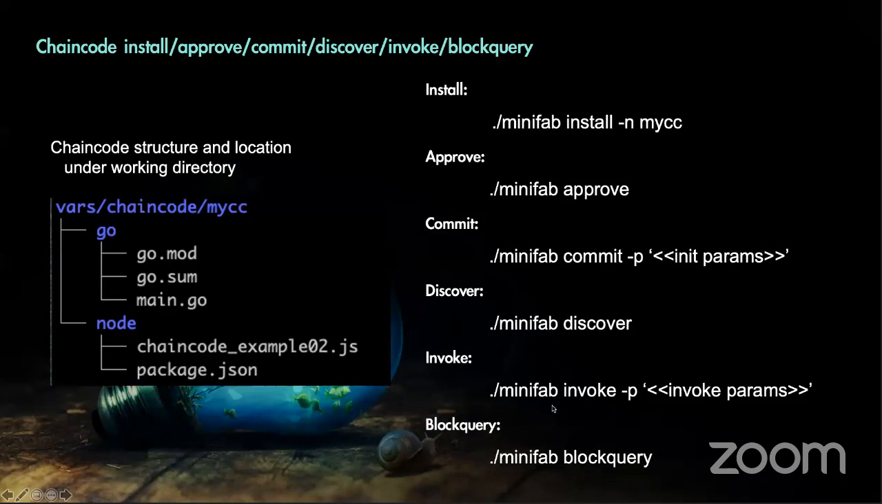You can install chain code, approve, and then commit, and discover, and invoke. Once you invoke a chain code, you want to see what actually is recorded on the ledger, and then you can do a block query.